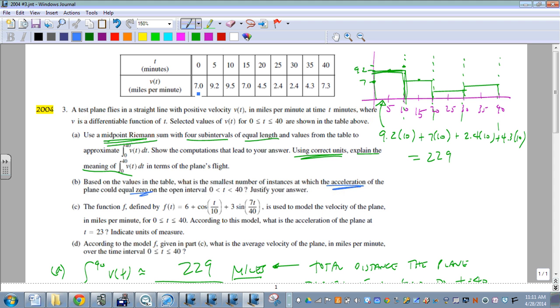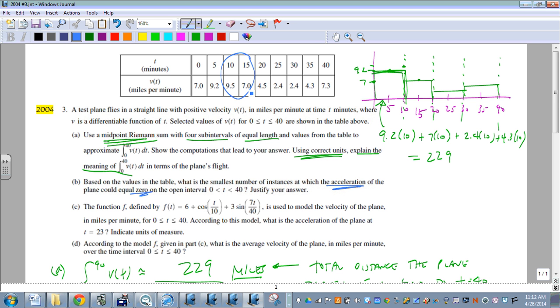What's happening from 7 to 9.2? It's increasing, right? 9.2 to 9.5, increasing. Then from 9.5 to 7, it decreases, right? So somewhere in here, it has to change from increasing to decreasing. So if it changes from increasing to decreasing, what's going to happen to the acceleration? It's got to be 0 somewhere in there, right? So it has to happen there.